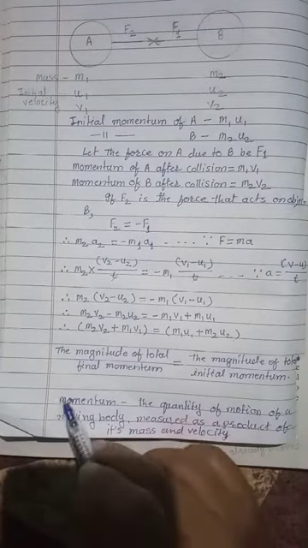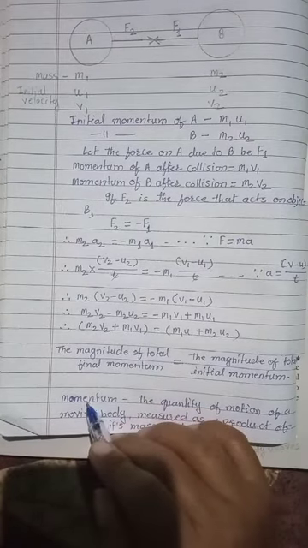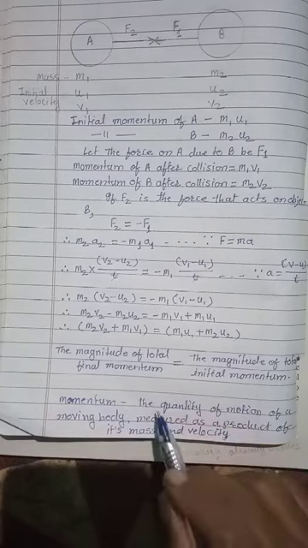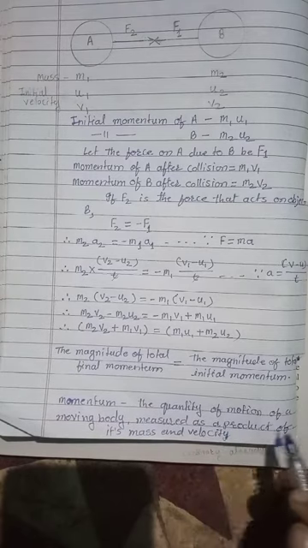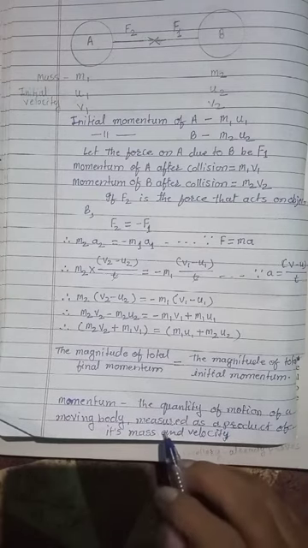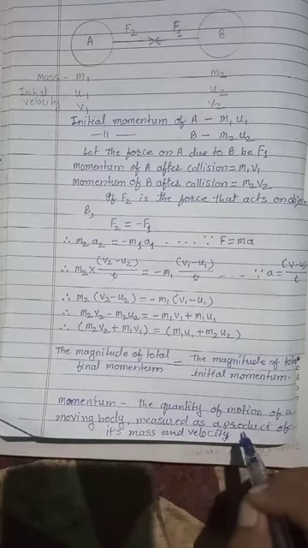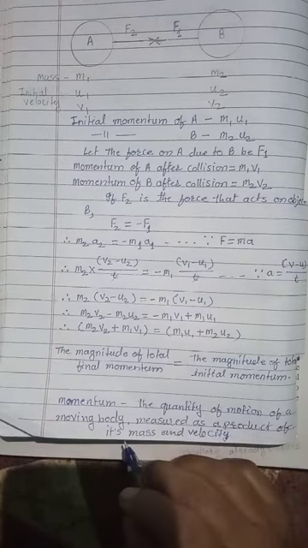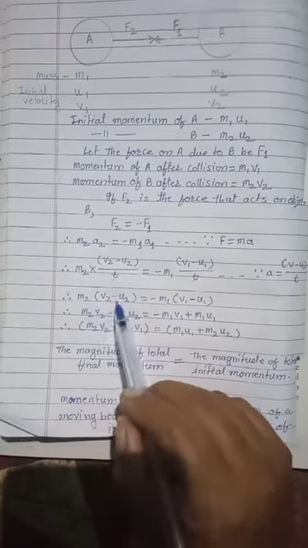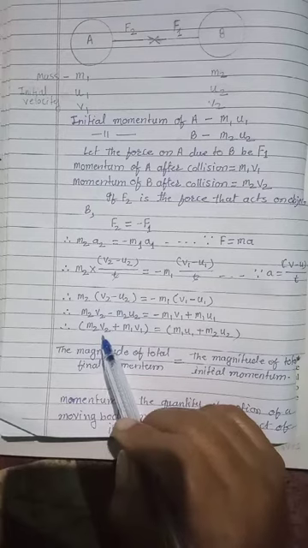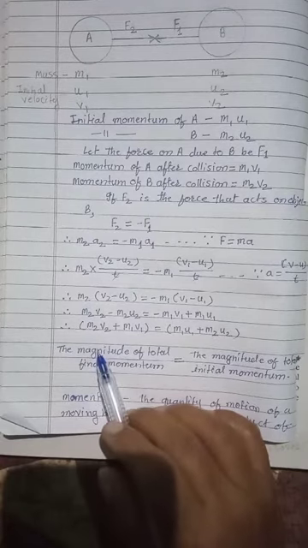Students, we are talking about momentum. What is momentum actually? It is the quantity of motion of a moving body, measured as the product of its mass and velocity. That is what is called momentum, measured as the product of mass and velocity. Here also it is given in terms of mass and velocity, final velocity and initial velocity. That is the momentum of the object.